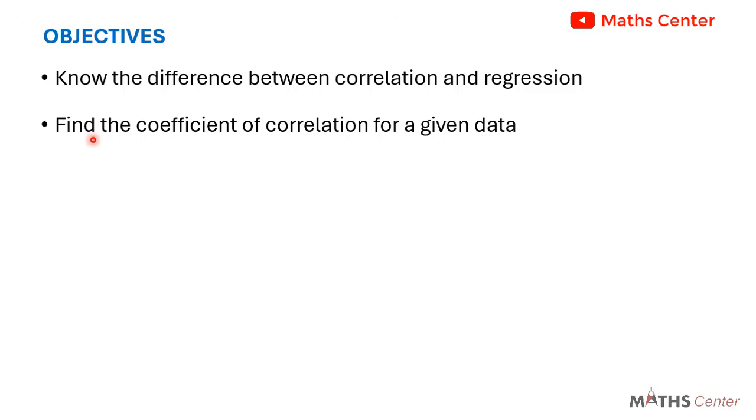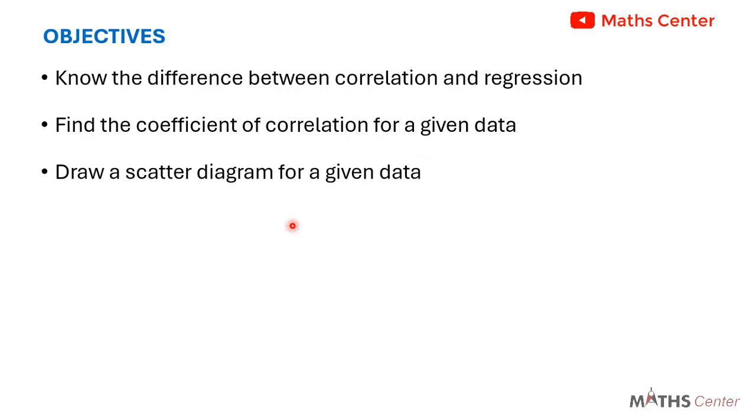You should be able to find the coefficient of correlation for a given data. You should be able to draw a scatter diagram for a given data. And you should be able to draw the line of best fit for a given data. Now let's learn more about correlation and regression.